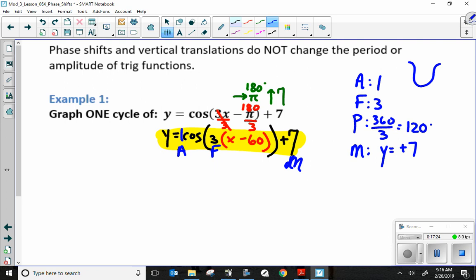Right? Now we have a phase shift. Remember, this behaves in the opposite manner. So I'm not moving left 60, I'm moving right 60 degrees. The shift means I'm moving, and I'll just do an arrow, right 60 degrees, and this really tells me I'm moving up 7.